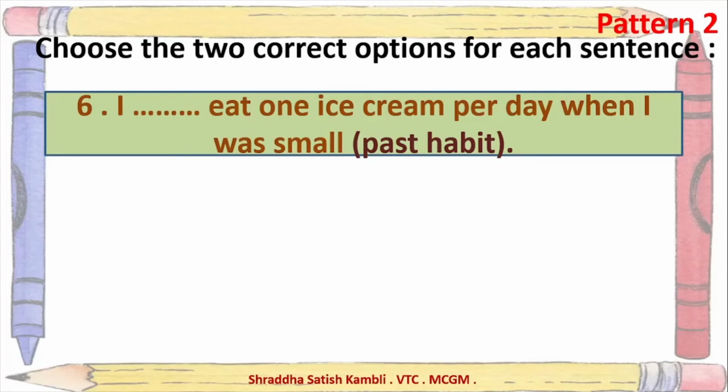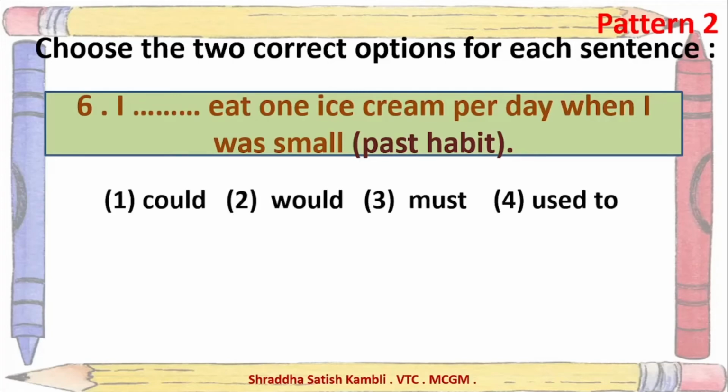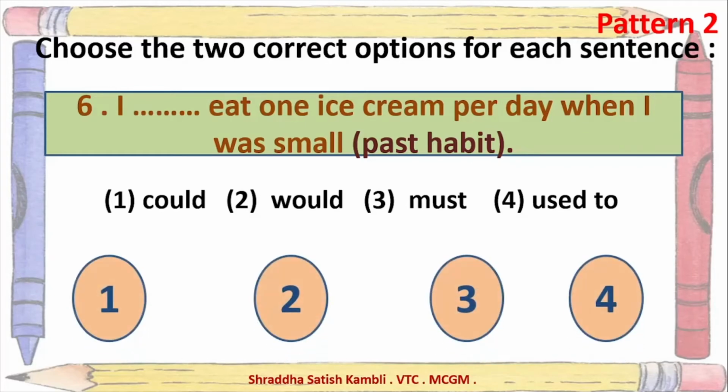So they want you to pick up 2 words specifically, which will indicate your past habit. Let's take a look at the options. I could eat 1 ice cream, I would eat 1 ice cream, I must eat 1 ice cream, or I used to eat 1 ice cream. So which one will be the correct one, children? Which 2 will be the right answers?